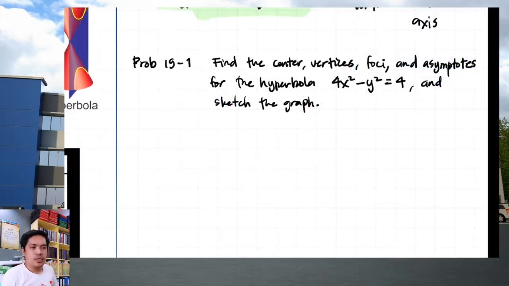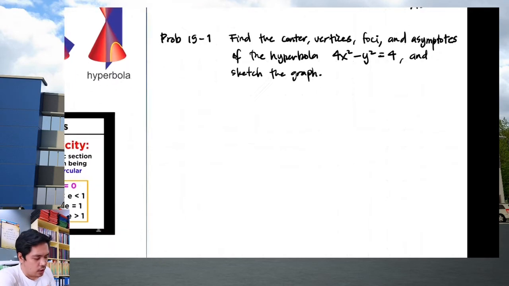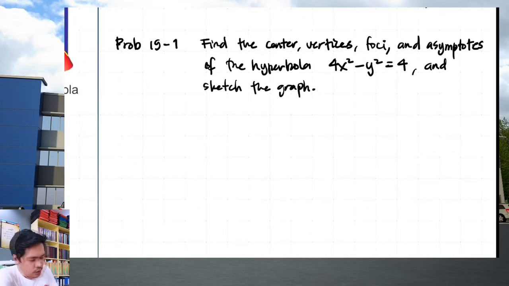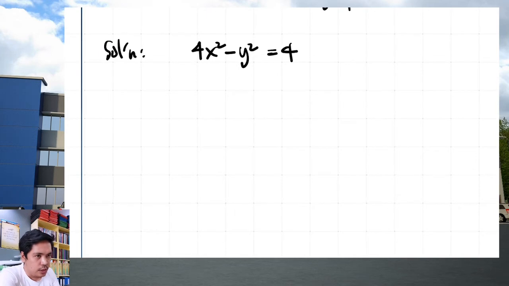Okay, as our first example, let's try this one. Problem 19-1. This is already lesson 19. Find the center, vertices, foci, and asymptote of the hyperbola 4x squared minus y squared equals 4, and sketch the graph. Very easy. Let's start by looking at this formula: 4x squared minus y squared equals 4. Let us divide all terms by 4. So this becomes x squared minus y squared over 4 equals 1.